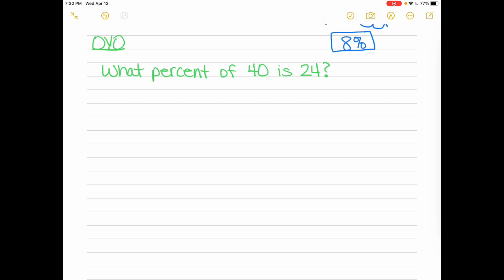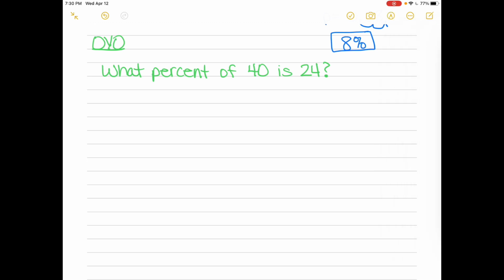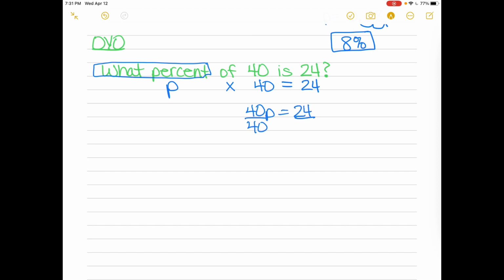Okay, you should be back now. So here's the answer to our problem. I'm going to work it with you. If I start this out the way I've been telling you, I find the is and say equals 24. What percent means that's my P. Of is times, and 40 goes here. So that is 40P equals 24. And now I'm going to divide by 40, and I get P equals 0.6, which is what your calculator probably told you.